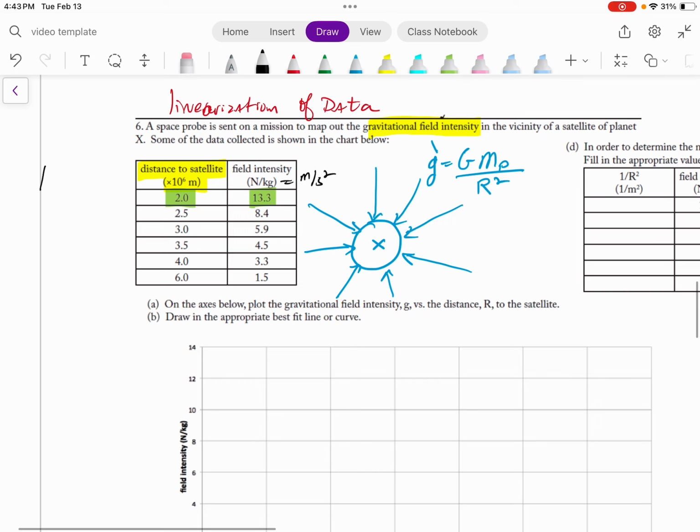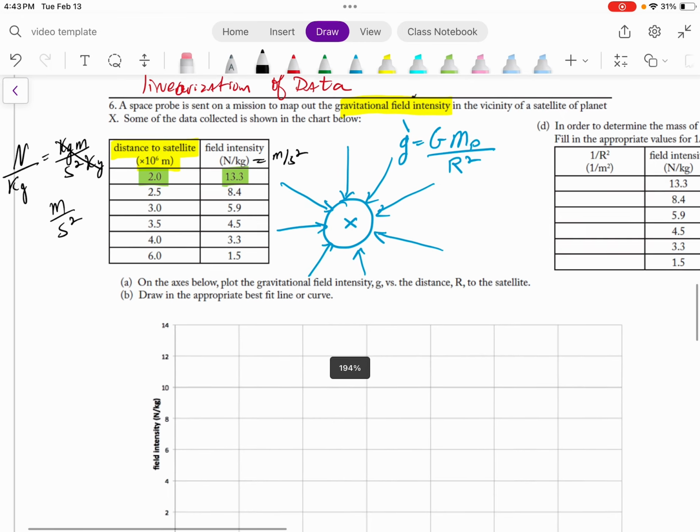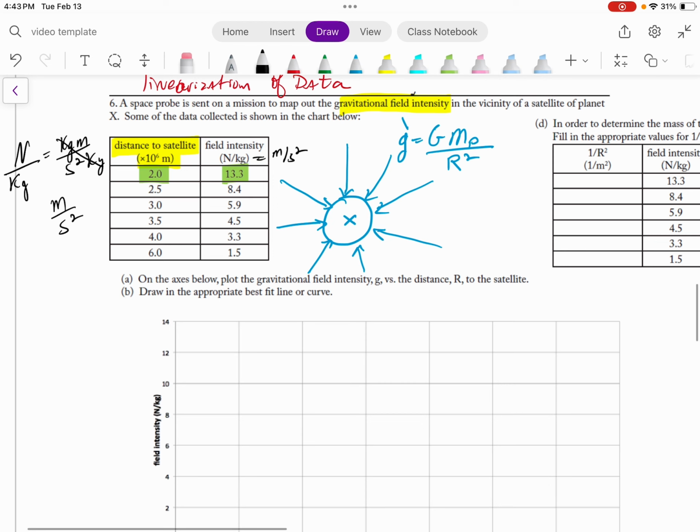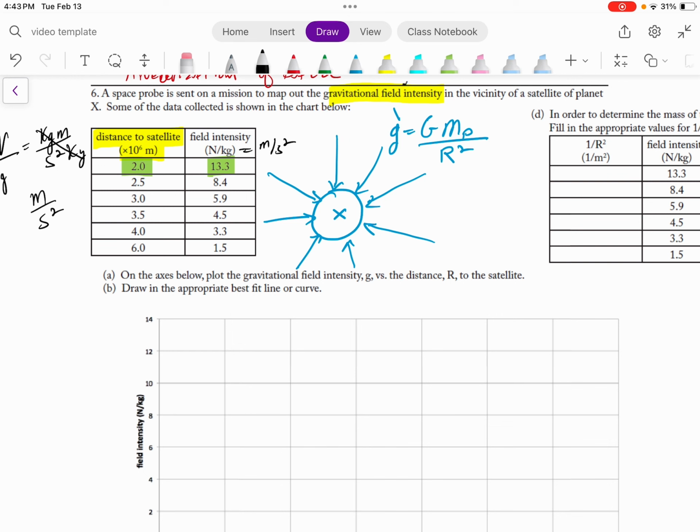Let's look at why. Newtons over kilogram. What's a newton? That is a kilogram meter per second squared, and then I divide by a kilogram, and my kilograms cancel. That is a meter per second squared. So that's what you would expect your field intensity magnitudes to be in units. 9.81 meters per second squared is what you're exposed to when you're on Earth. So there's all our values. And that's what the probe gave us. Someone sent the probe out there. Elon Musk had his SpaceX team send the probe out there, and it got that data in that table.